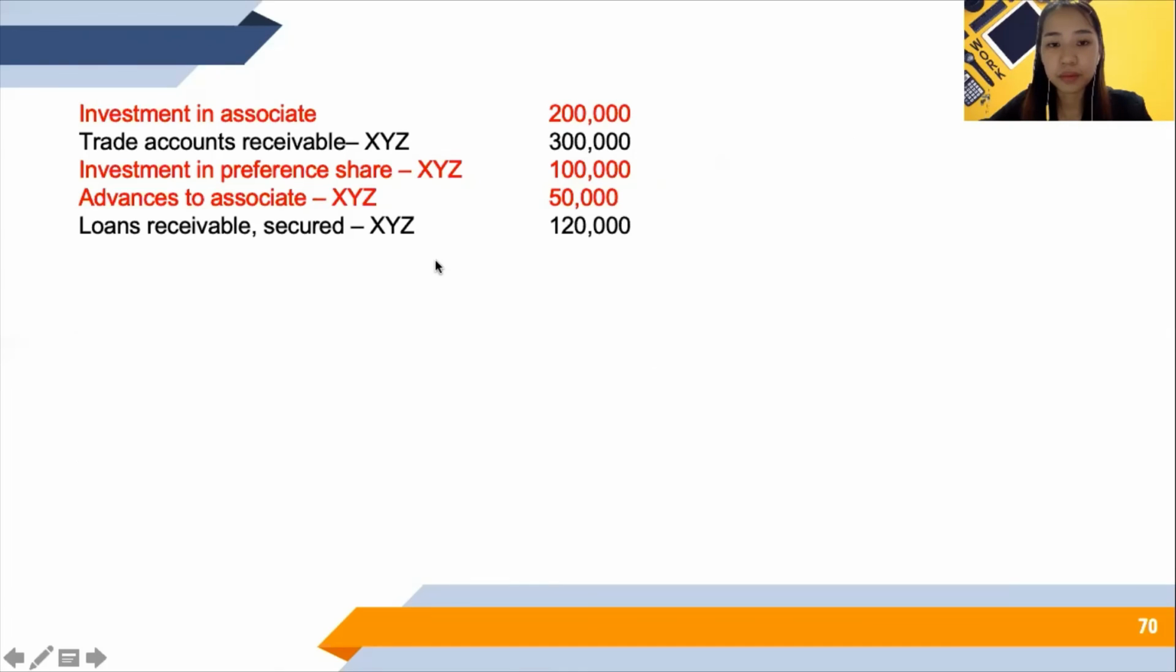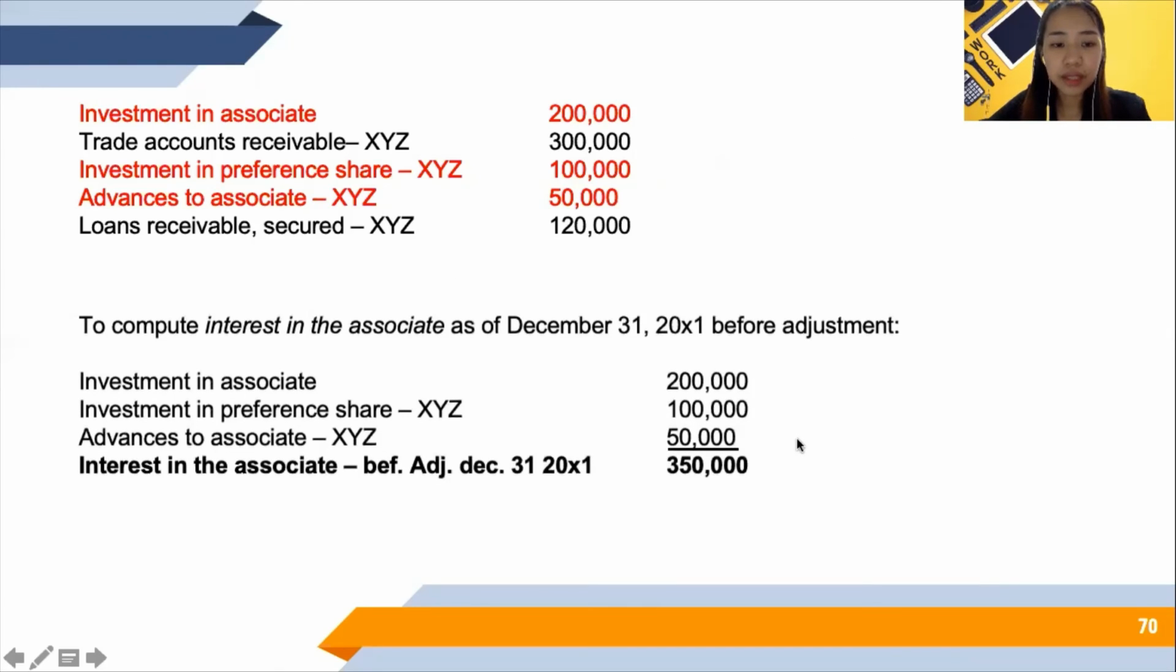So, yung interest in the associate natin, before the adjustment, December 31, 20X1 amounted to 350,000. So, yung 350,000 na yan will be the threshold in determining the share in losses of the associate. So, once na ma-zero out na yung 350,000 na yan, doon na tayo mag-i-stop na mag-recognize ng share in losses kay associate. And since na-compute na natin yung interest in the associate natin na 350,000, magre-recognize na tayo ng loss.